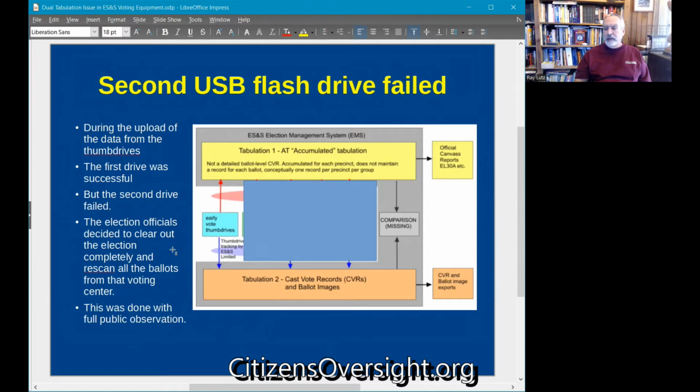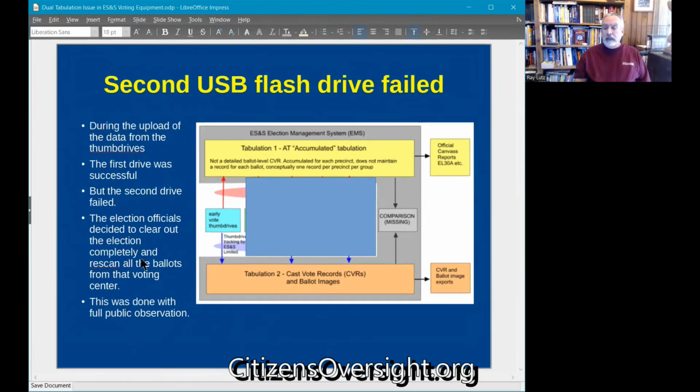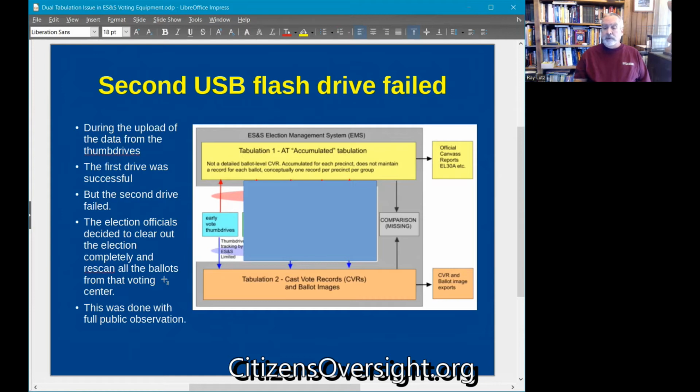I think because they may have not been certain that they had a perfect correlation of the paper to the thumb drives, and if you said, okay, let's take what was in the first thumb drive and then start from the second one, you'd have to make sure that you only have the paper from that second drive. So they said, in order to be sure that we get it accurately, let's clear out the election completely and rescan all the ballots from that voting center.